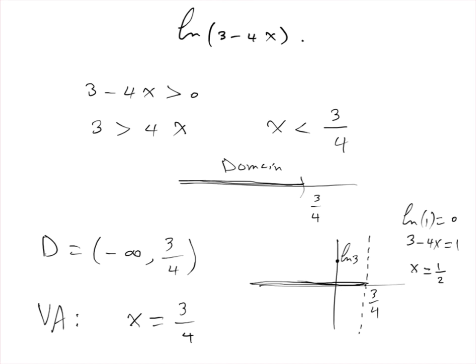So if this is 3/4, then x equal to 1/2 would be somewhere like that. The graph goes through these two points, and it has to approach the vertical asymptote here. So the graph would behave something like this. All right. There will be more about logarithms in subsequent videos.